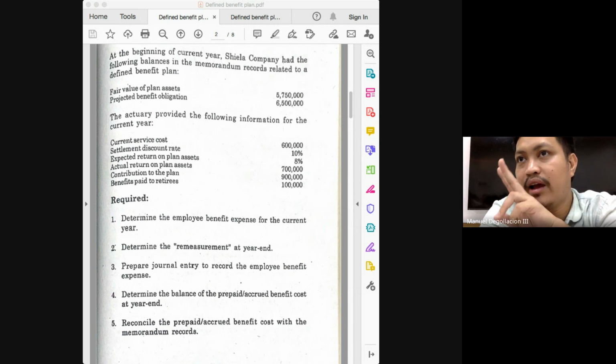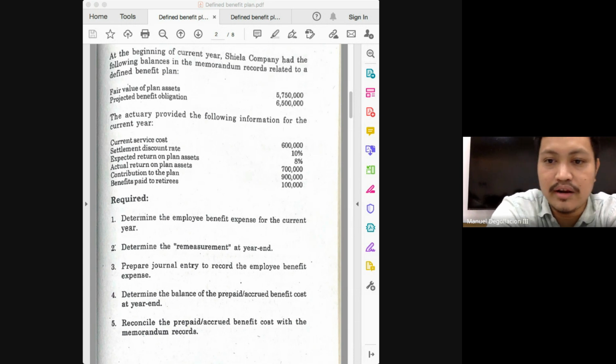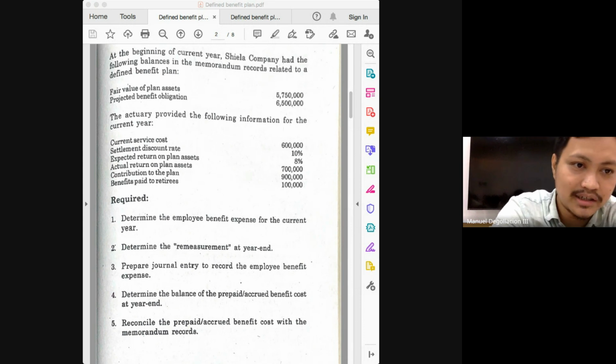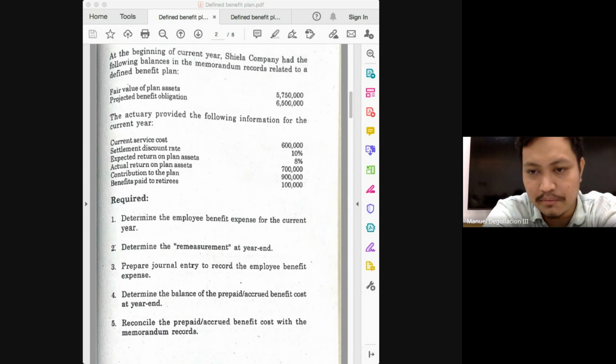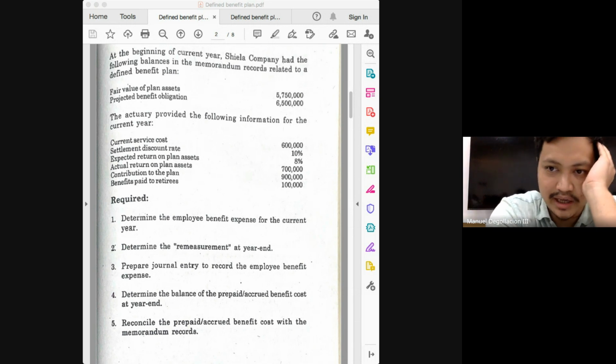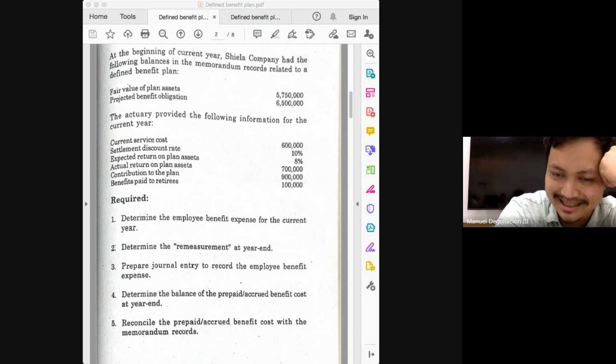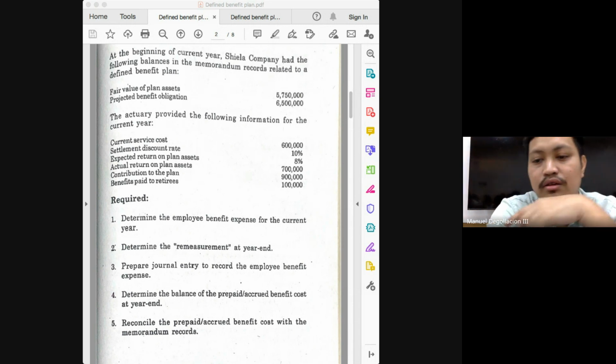Okay, so again, there are two ways for you to get your 400,000. Either compute for the ending balances of your FVPA and PBO, or simply start with the beginning prepaid or accrued benefit cost and just add or deduct the net change in your prepaid or accrued benefit cost, which is computed by deducting your contributions paid to your total defined benefit cost.